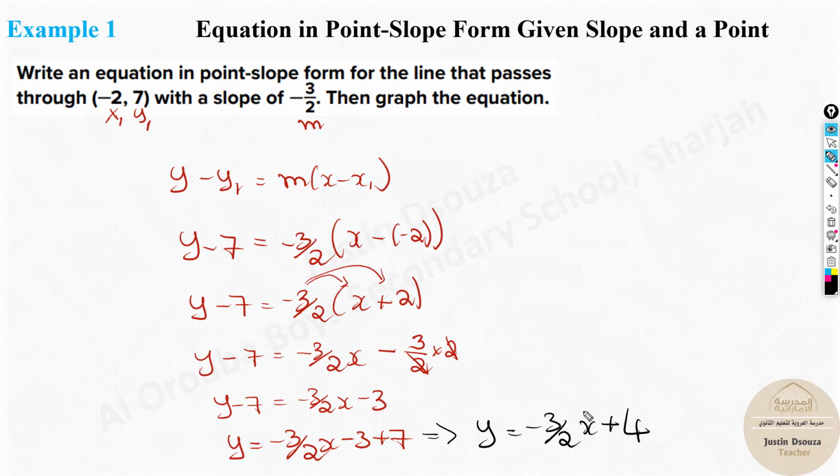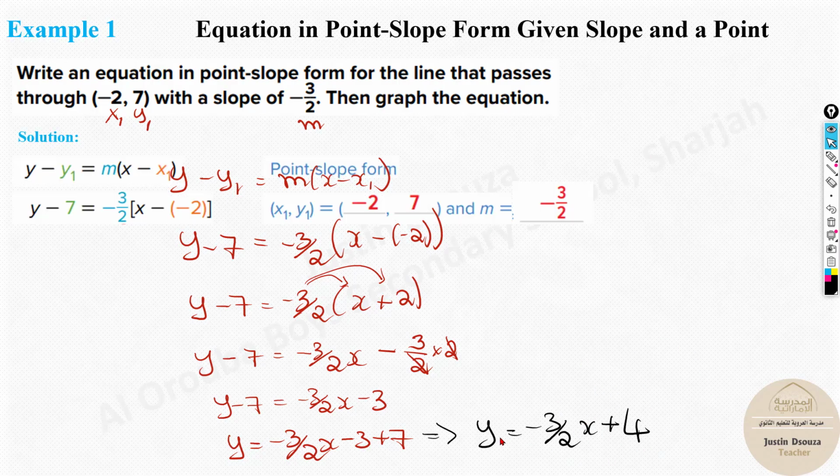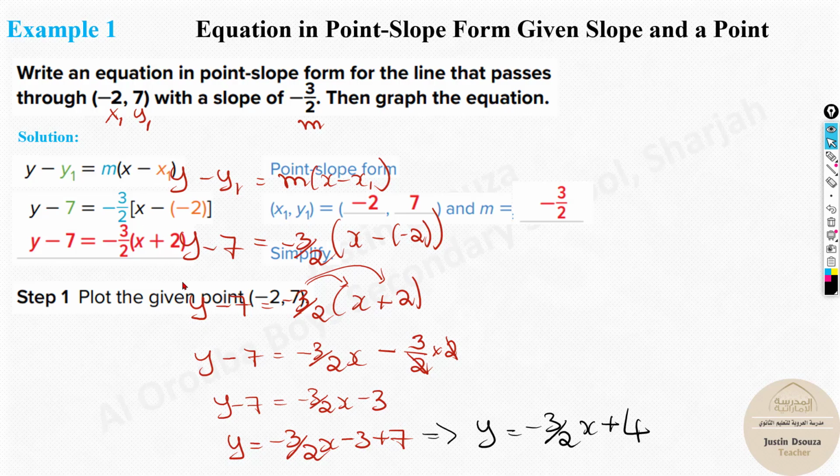Now you can see this is in the slope-intercept form, isn't it? This is the slope-intercept form, y equals mx plus b. So you have so much detail of the equation, you can easily graph it. Now see, this is how we do it.